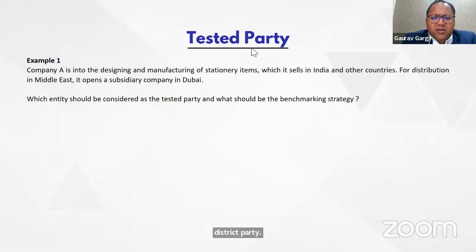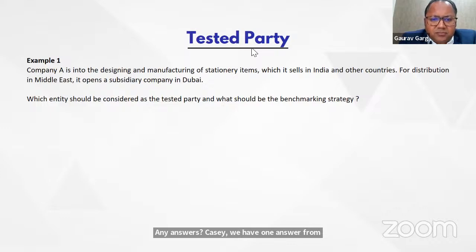Any answers? KCF, we have one answer from IK. It's very correct. IK is saying, so do we have any other answer? Yes, the answer would be distributor. So in this case, distributor entity would be considered as the tested party.